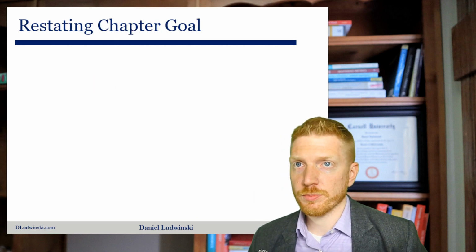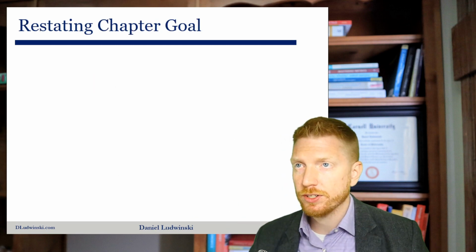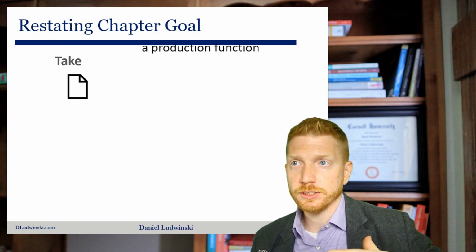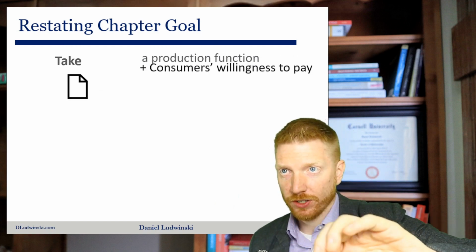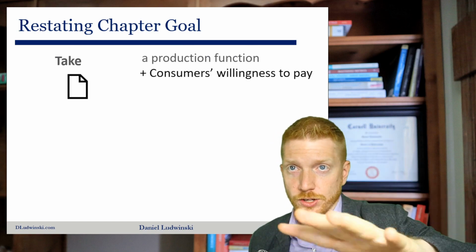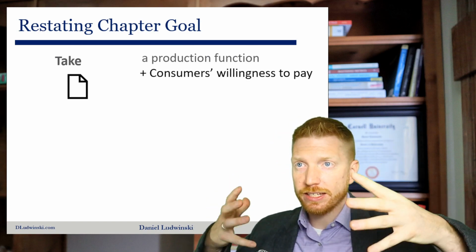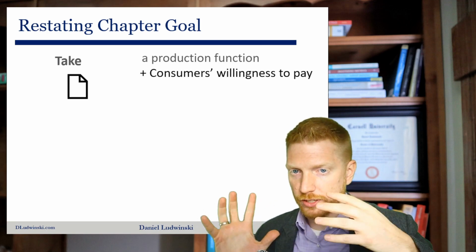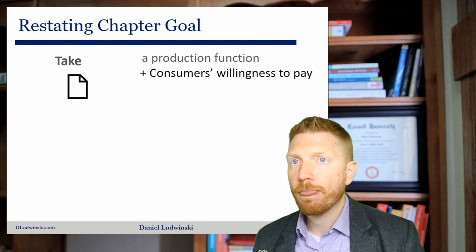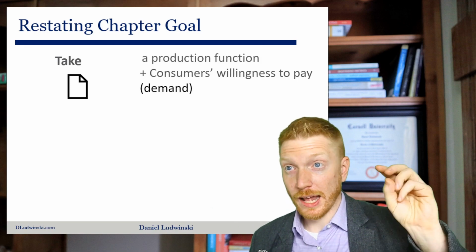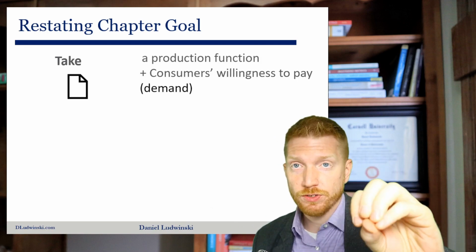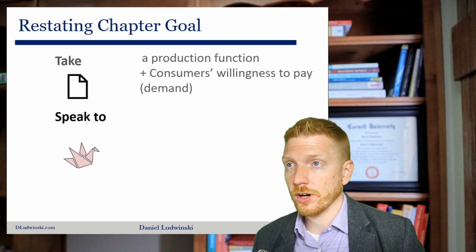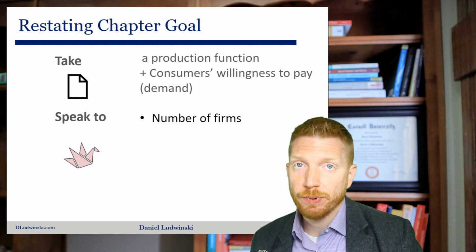So having gone through this brief introduction, I just want to restate some of the things we're doing in this chapter. We're going to take a production function and a consumer's willingness to pay. So we're getting down to this low level of defining things in this reduced view. And then having this very reduced view, we're going to be able to speak to high level things. We're going to talk to how many firms we expect there to be in the market.